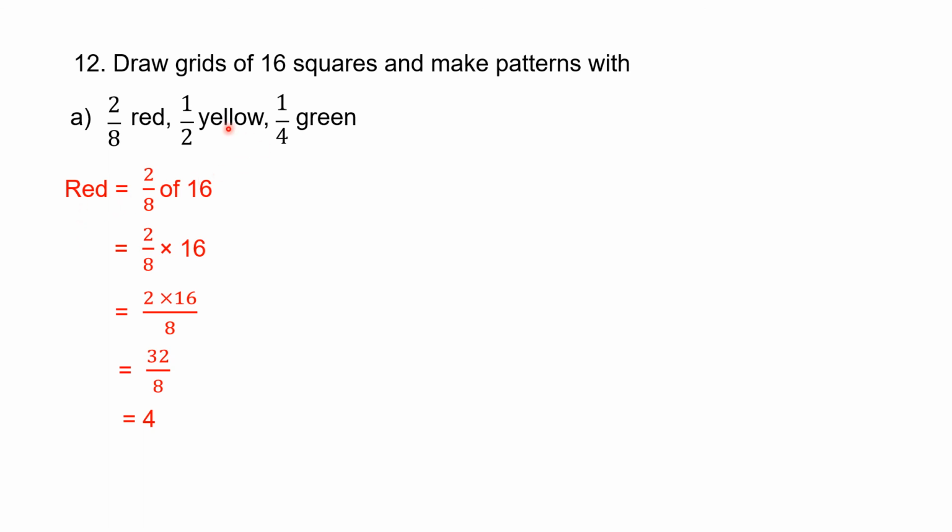Let us find out the number of yellow squares. That is 1 by 2 of 16, 1 by 2 multiplied by 16. Multiply the numerators. 1 into 16 divided by 2. 16 ones are 16 divided by 2. We know that 2 8s are 16. Therefore, it equals 8. 8 squares are yellow in color.